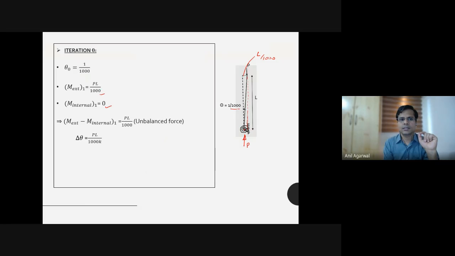So then this is the unbalanced force which is not resisted internally. So it remains unbalanced. So unbalanced force will be M external minus M internal, that is PL by 1000. That is your unbalanced force. Fine.